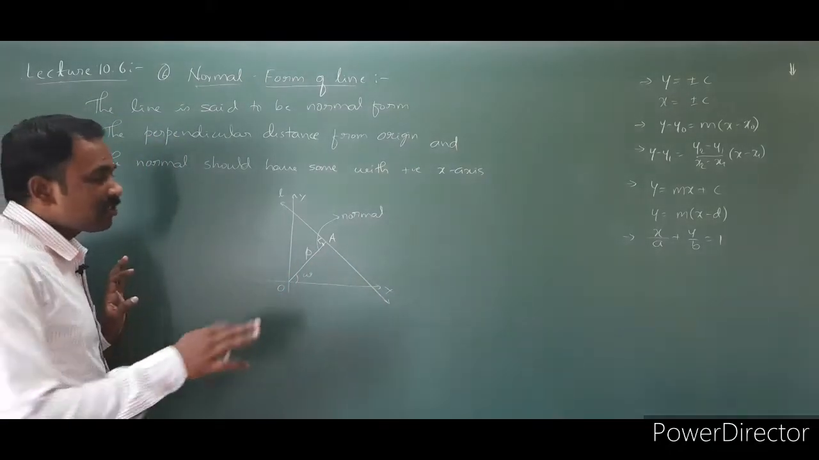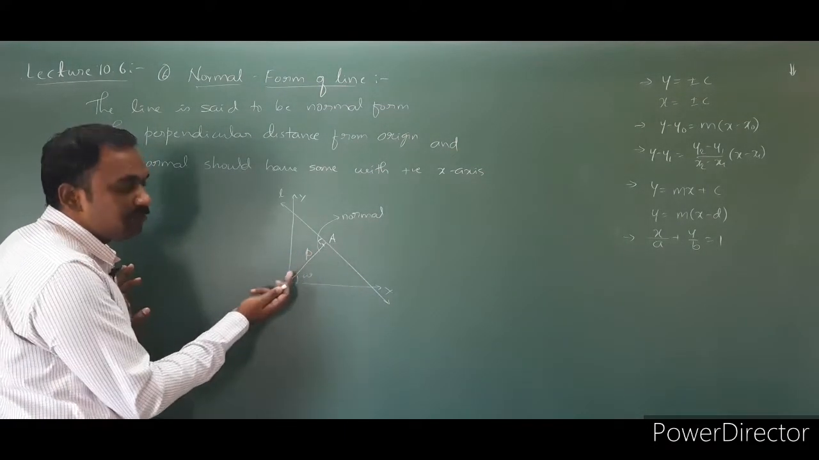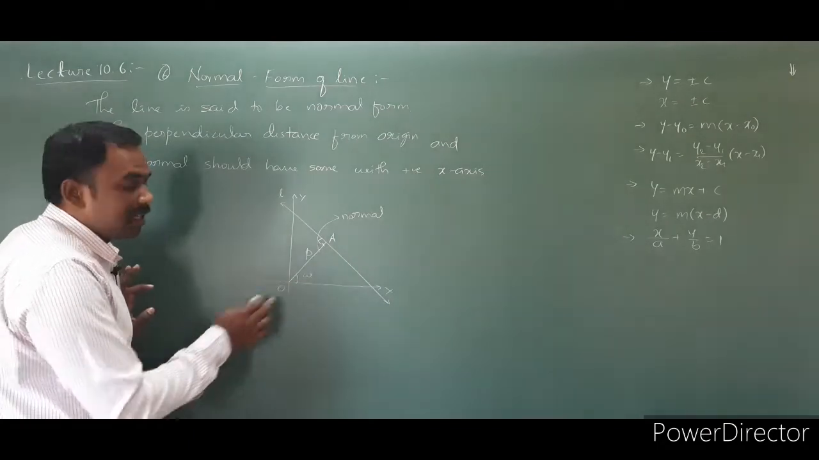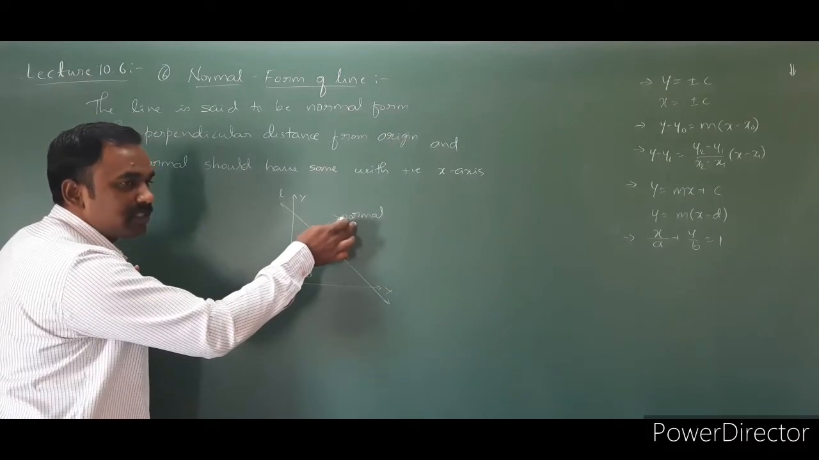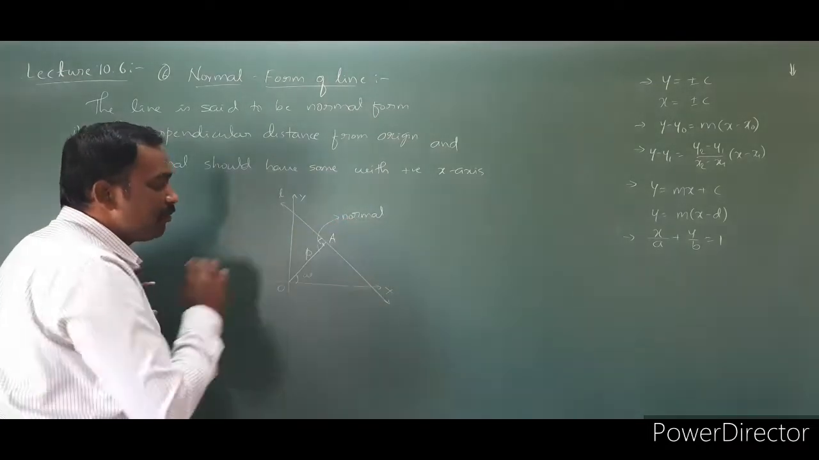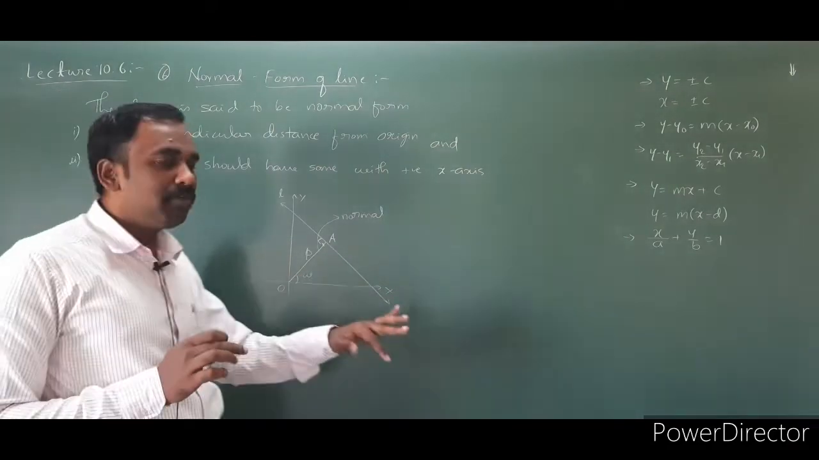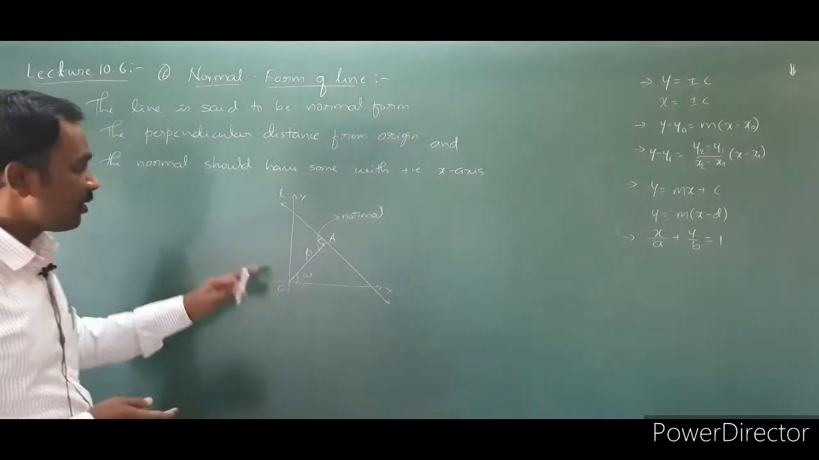Here we have two things for the line. What are the two things? One thing is the perpendicular to the line: OA is perpendicular to the line. The other is the angle between this normal and the x axis. Two things we just got. With the help of these two things, we are going to find the equation of the line.